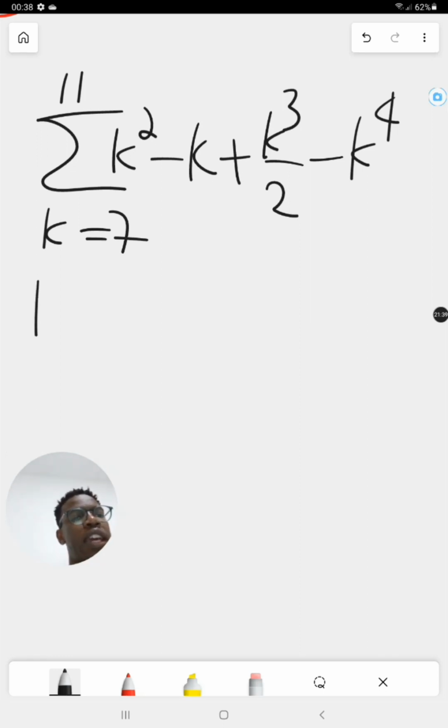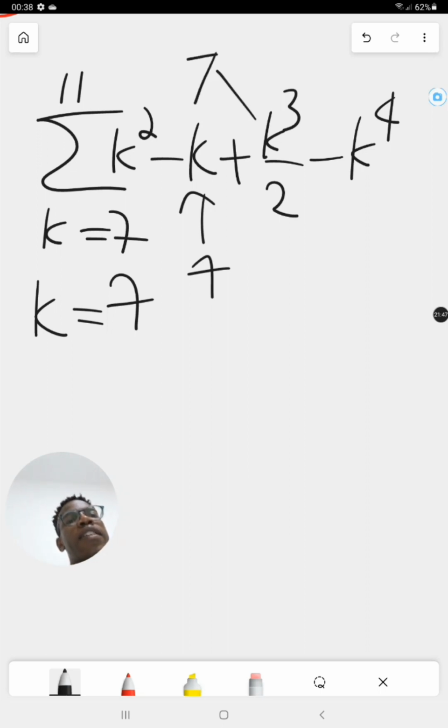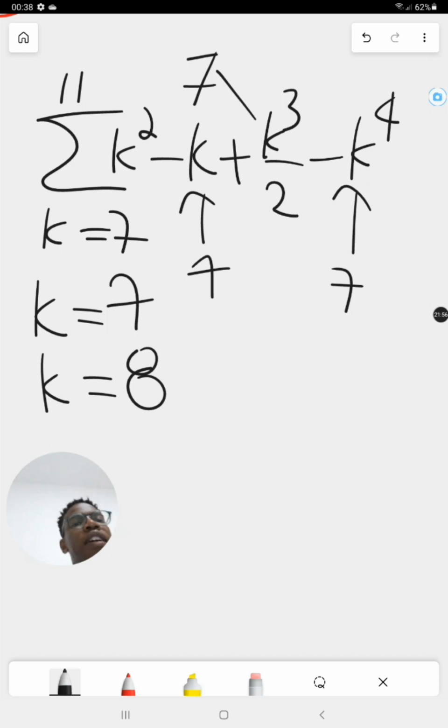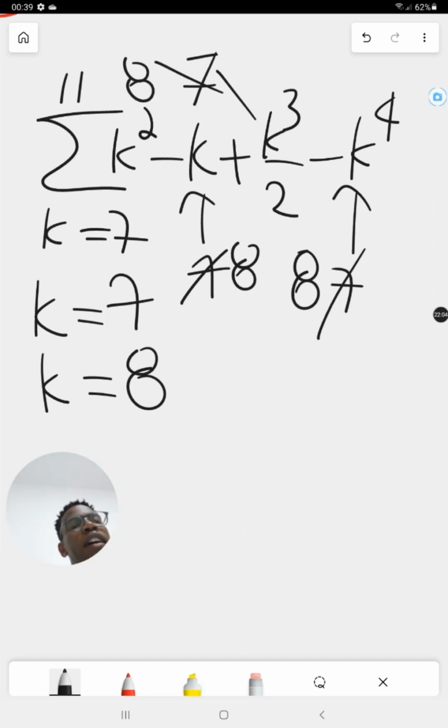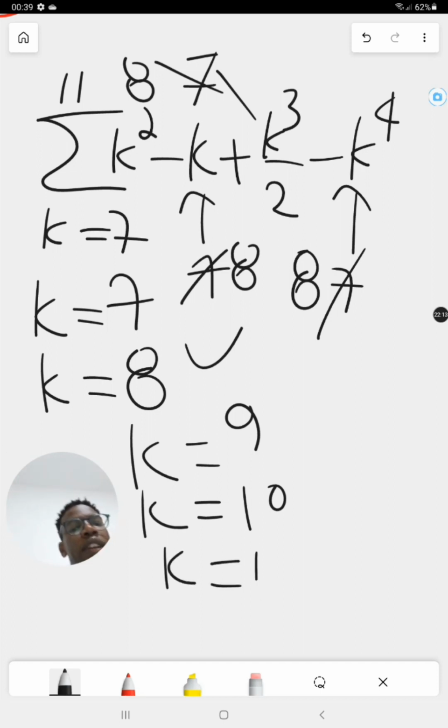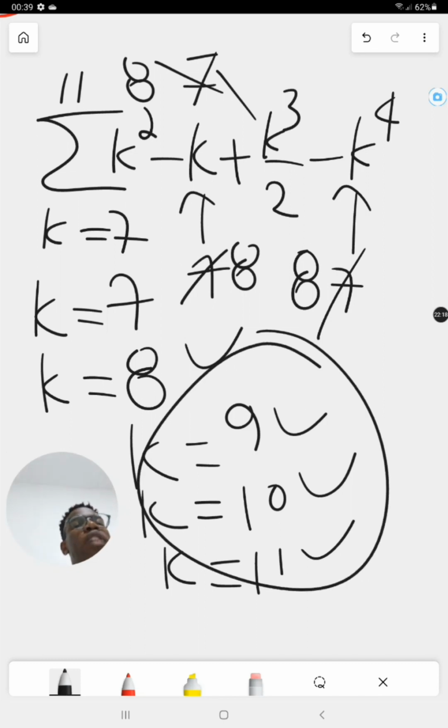You start with k is equal to 7. Then wherever you see k, you put in 7. Then once you get the answer, you move on to k is equal to 8. Now you don't put in 7, you put in 8. You get the next term. After you're done with 8, you move on to k is equal to 9, up until you get to k is equal to 11. So you substitute for all the k's and then you add up all the answers, and the answer that you get is your answer.